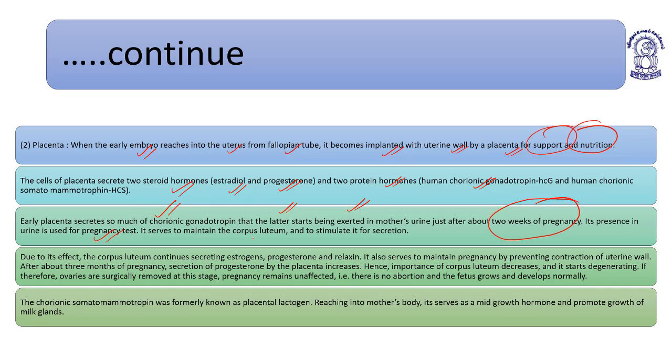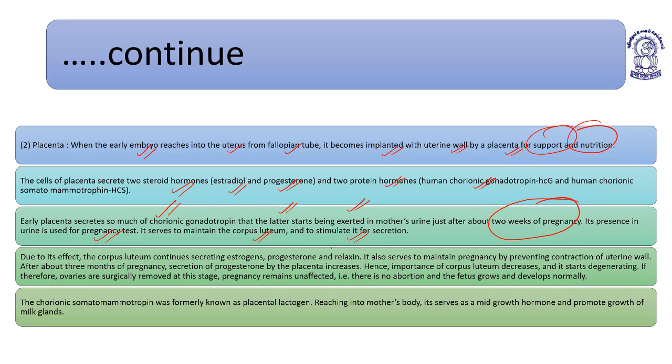It serves to maintain the corpus luteum and to stimulate it for secretion. Early placenta secretes so much chorionic gonadotropin that the excessive amount is excreted in the mother's urine, which becomes the principle of a test. This happens just after 2 weeks of pregnancy. So the pregnancy test is based on this method only.